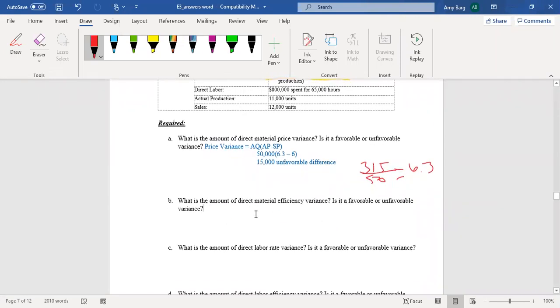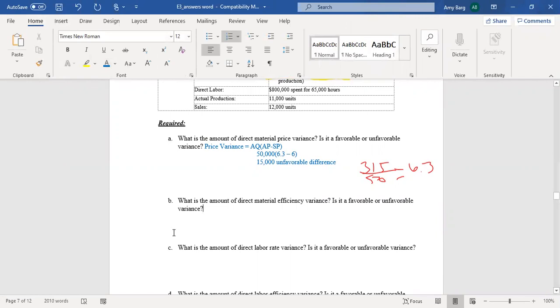But the direct materials efficiency variance, let's go back to blue. For the efficiency variance, now we're going to take the standard price, because we're going to compare the quantities now. So we need to hold the price constant, and we're going to compare the actual quantity to the standard quantity.